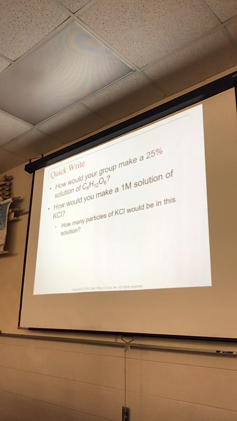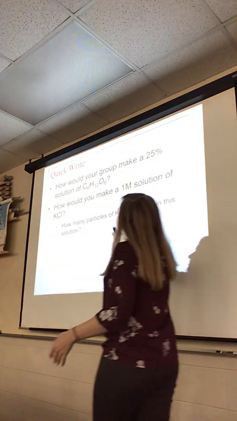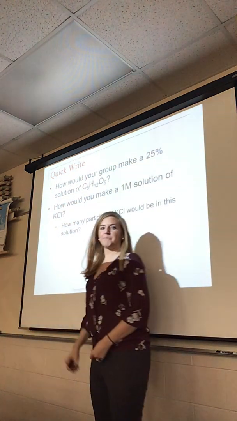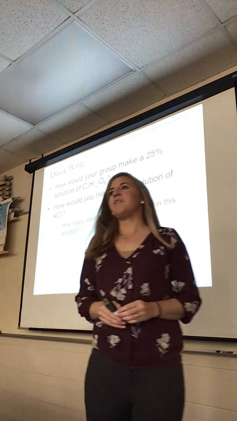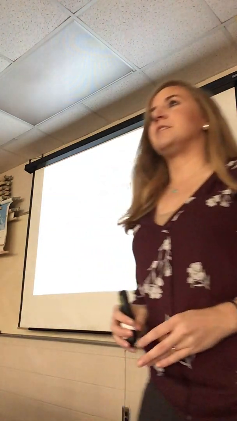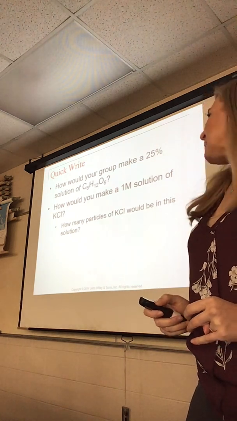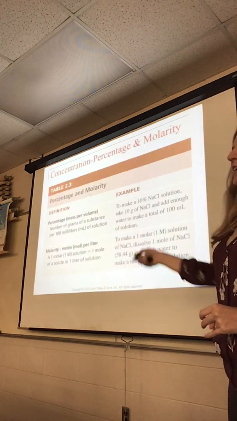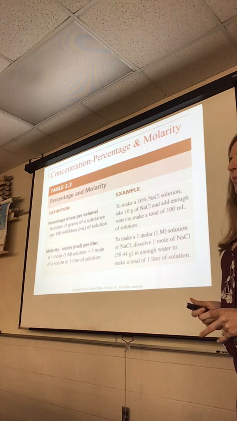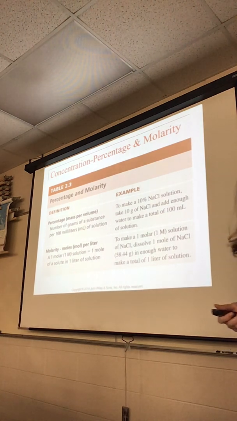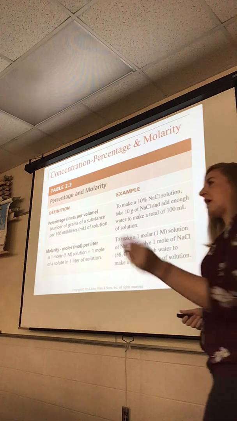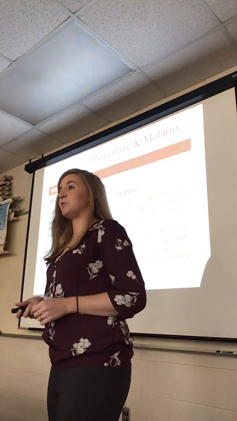All right. So if your group went to lab today and I said your quick quiz is make a 25% solution of glucose, sugar, how would you make it? How many milliliters of water would you use? 100 milliliters. How many grams of glucose would you put in there? 25 grams. You'd measure out 25 grams on your balance and just dissolve it. You'd have a 25% solution.